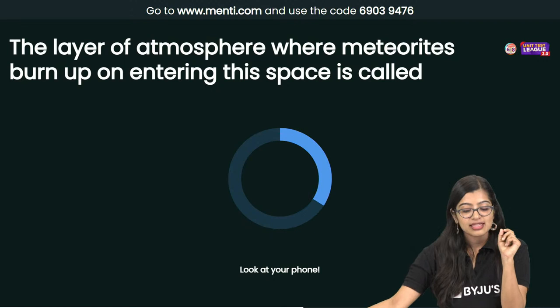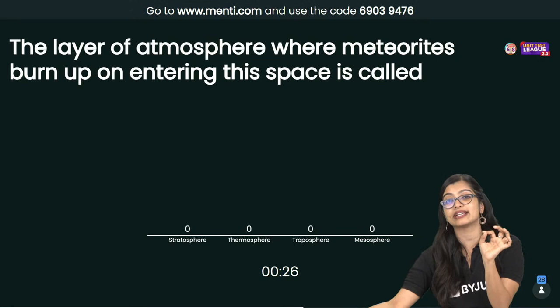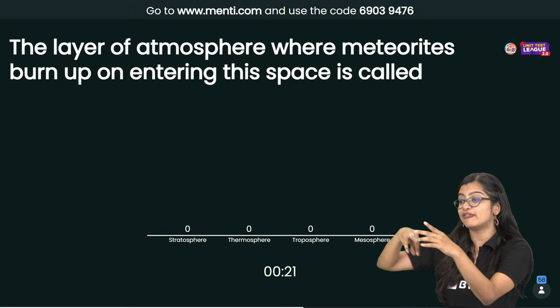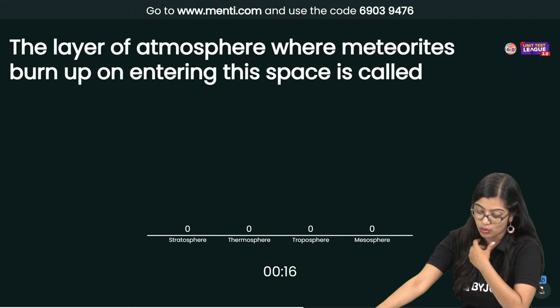The layer of atmosphere where meteorites get burnt up on entering this place is called what? So in the atmosphere, we know there are many layers, no? But where exactly will the meteorite burn up when it enters? Is it stratosphere, thermosphere, troposphere, or mesosphere?